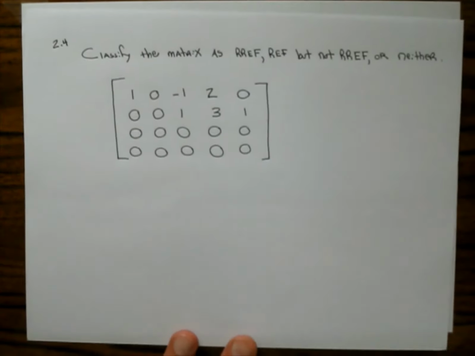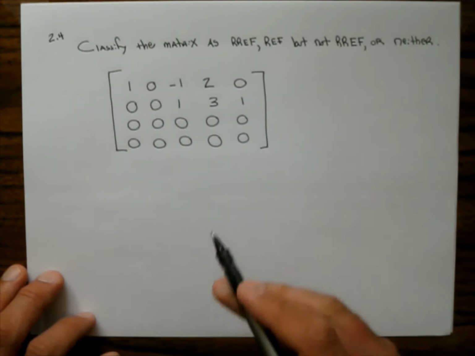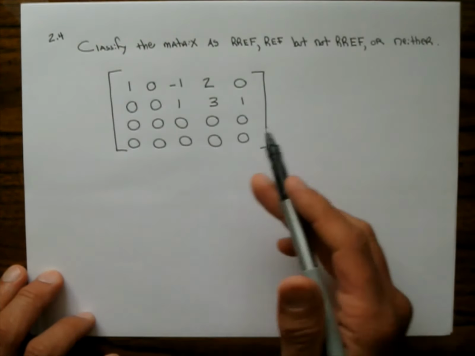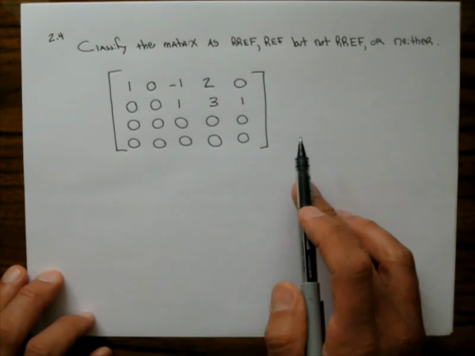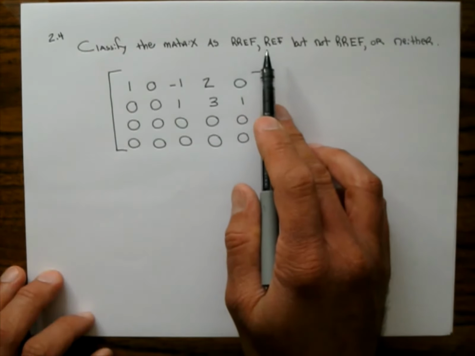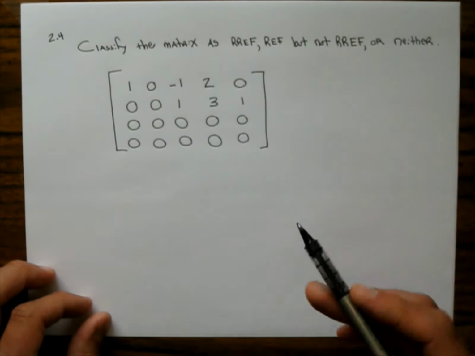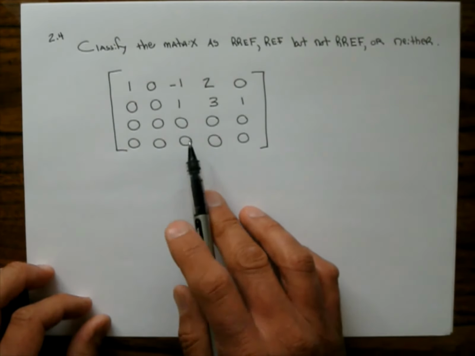Now, you had a lot of problems like this. I assigned the evens and the odds, and then I couldn't find any of these kinds of problems in the review, but you'll probably get something like this on the test, where you're supposed to classify the matrix as REF, RREF, REF but not RREF, or neither. So let's just check to make sure this thing is in row echelon form.